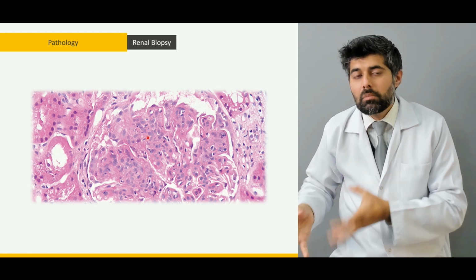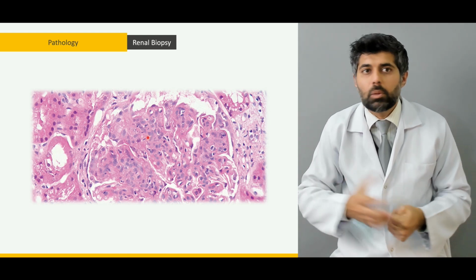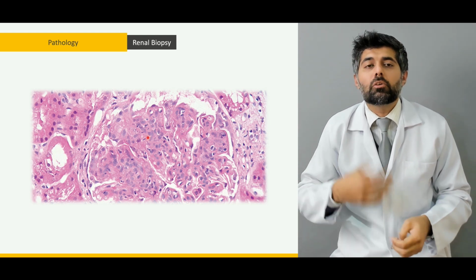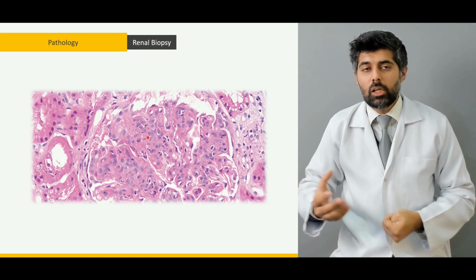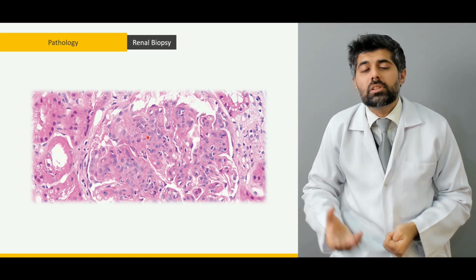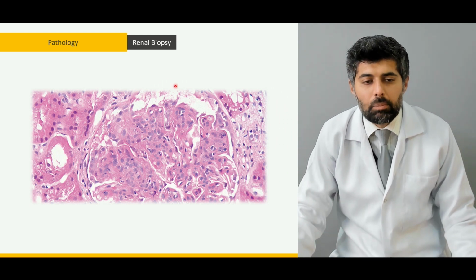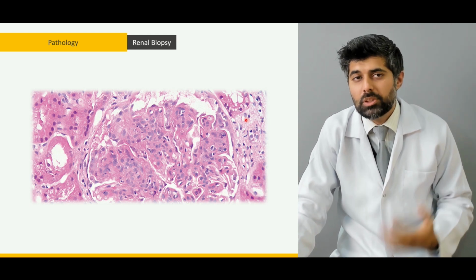Now, some have cutaneous manifestations, some have pulmonary, but one of the most common ones is a renal presentation, which is called lupus nephritis. So whenever we suspect lupus nephritis, a renal biopsy is taken. And this renal biopsy is very typical of a patient with lupus nephritis.